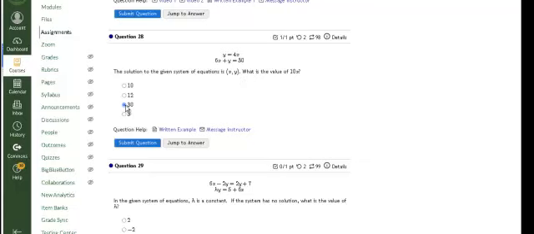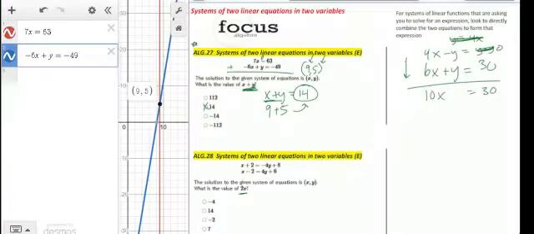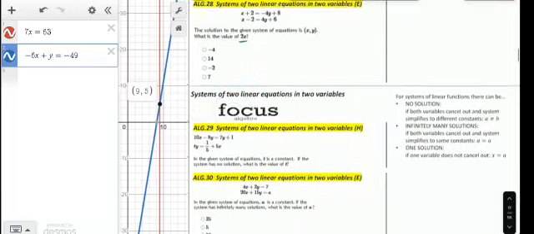You don't have to do the whole system to solve it. You can just combine your equations directly. Okay, so be aware of that. Again, that's a common strategy that SAT uses for their questions. All right.